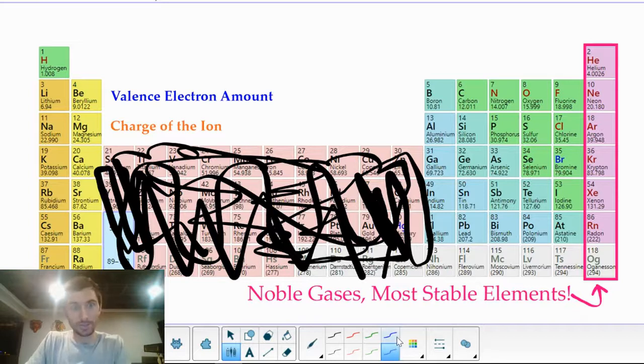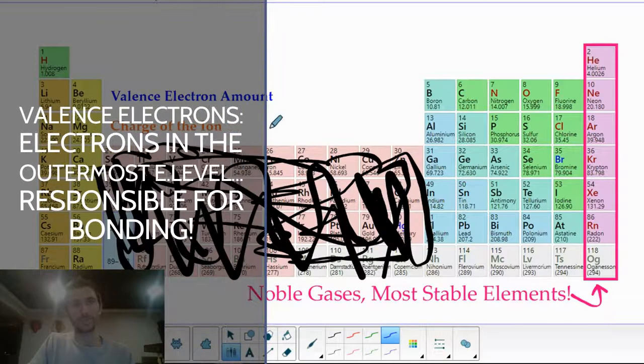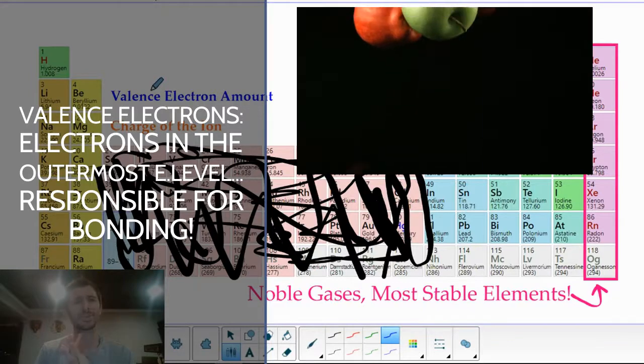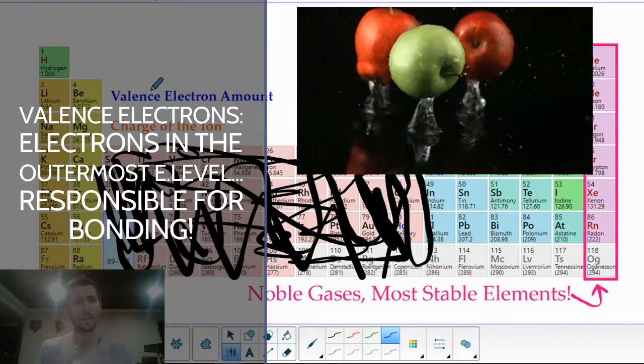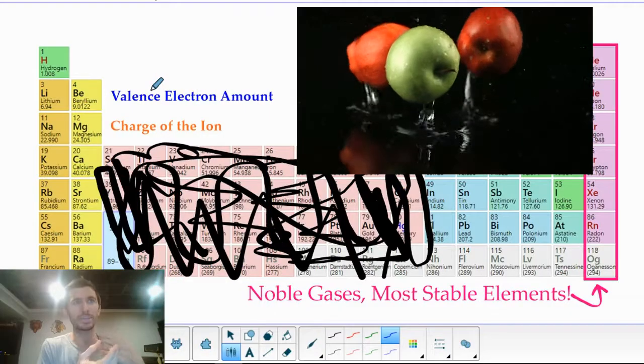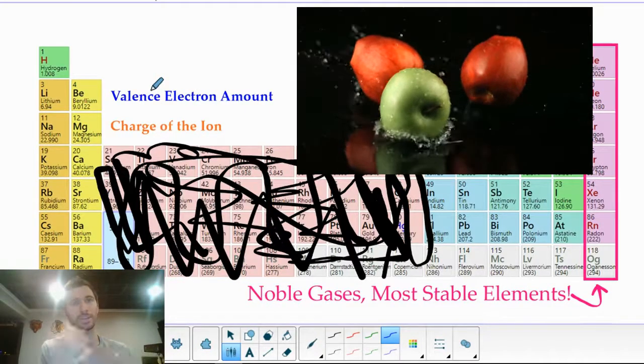In your vocab that you just hopefully did, valence electrons are electrons on the outermost energy level. So they're the ones that, if you were to look at them, you would see. I like to think of apples a lot. When you go to the store and pick out apples to buy, you look and see what they look like. You don't know what they look like on the inside. You see what they look like on the outside.